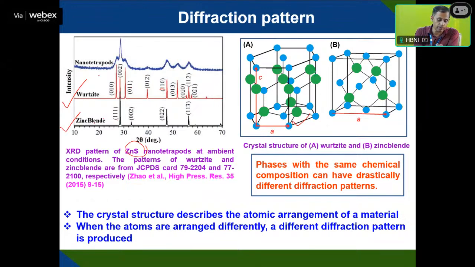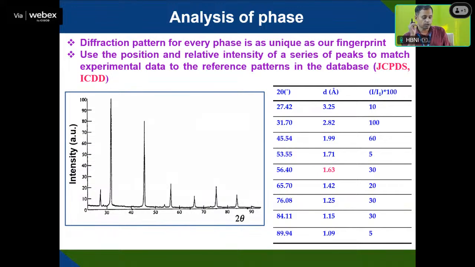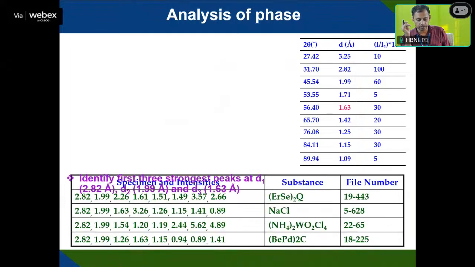In the case of the nano tetrapod, you can see it's nano size, so you see broad peaks because of the nanocrystalline feature. The crystal structure describes the atomic arrangement of a material, and when the atoms are arranged differently, you will see different diffraction patterns. You can see the atomic arrangement here, this atom is tetrahedrally coordinated, and based on the atomic arrangement your diffraction pattern is different. Then we will see how you can analyze this diffraction pattern.